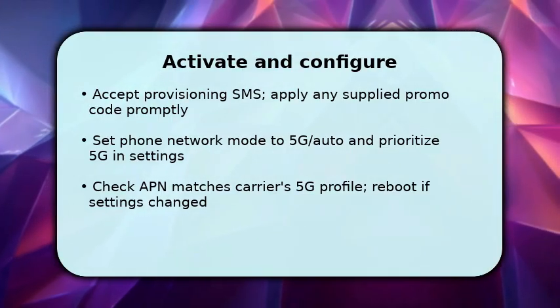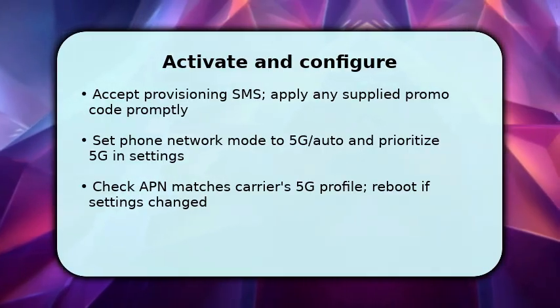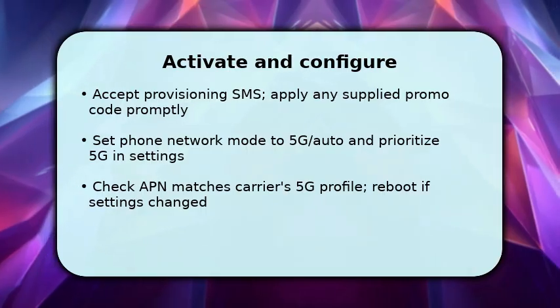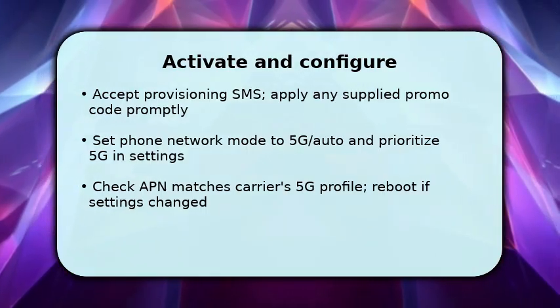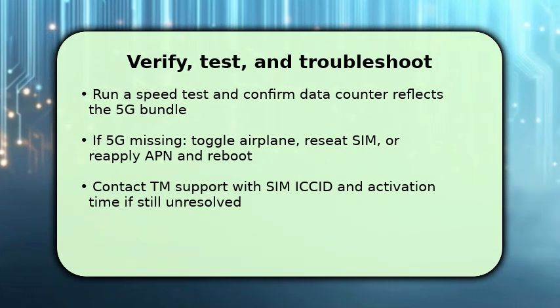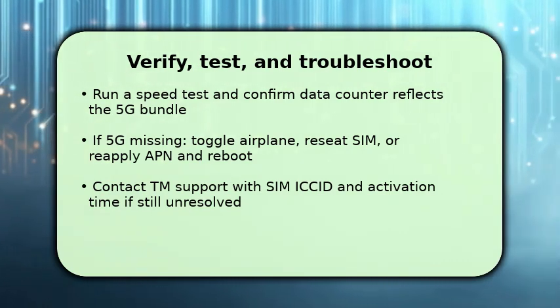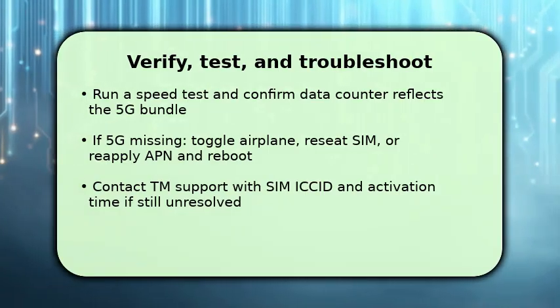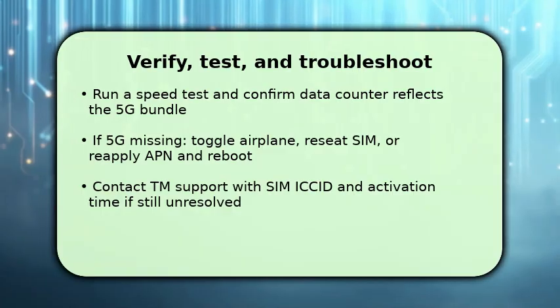While rebooting, keep an eye on signal bars. Once back up, verify the bundle appears in your account summary. Finally, verify success by running a simple speed test and checking your data counter to confirm the 5G bundle is being consumed. If you don't see 5G, toggle airplane mode, reset the SIM, or reapply the carrier APN then reboot.